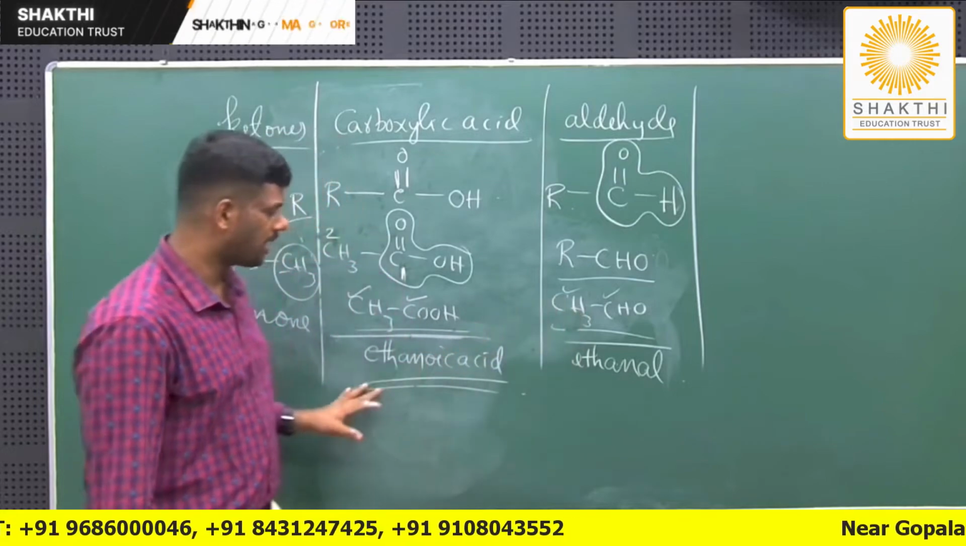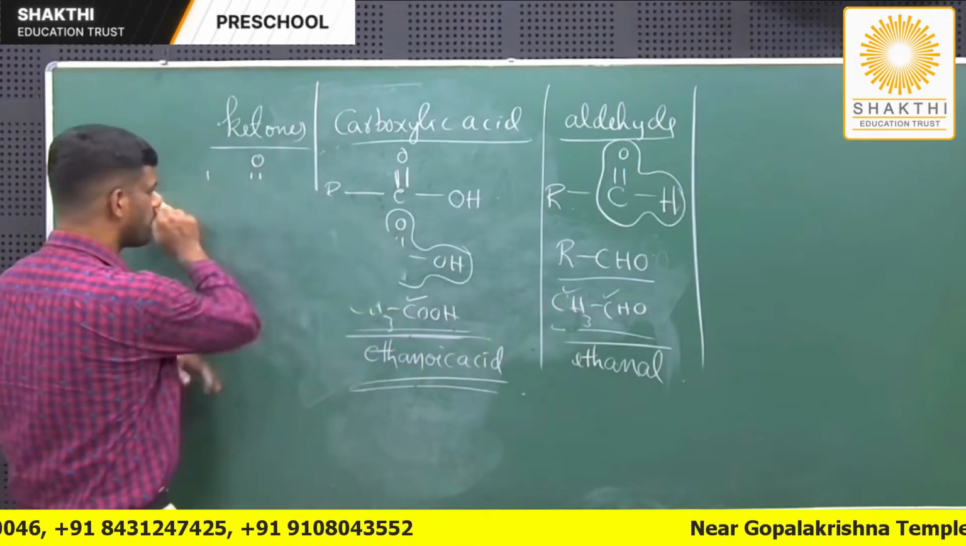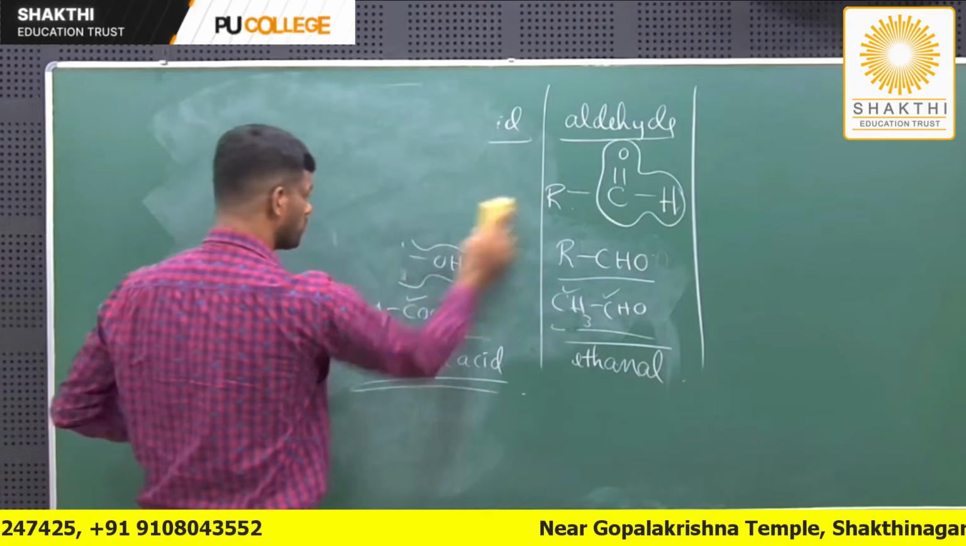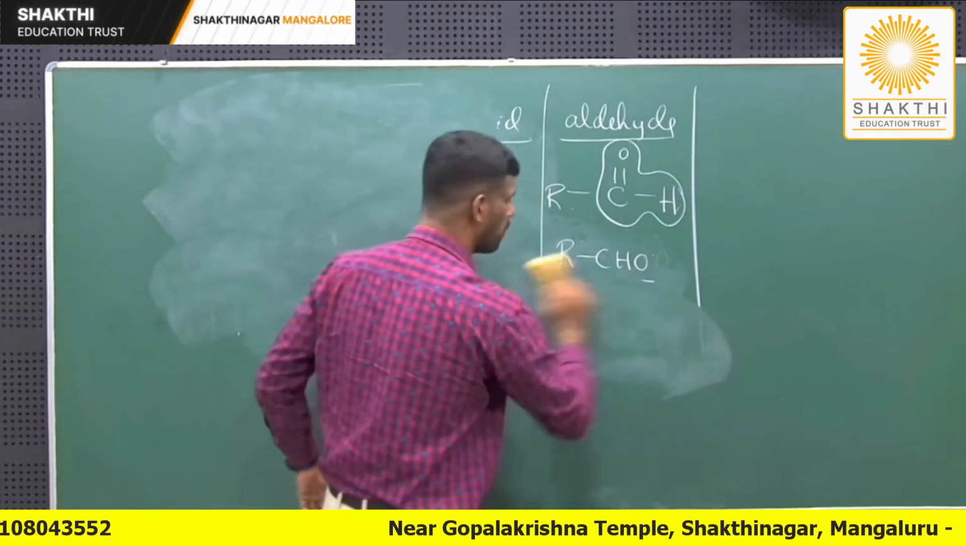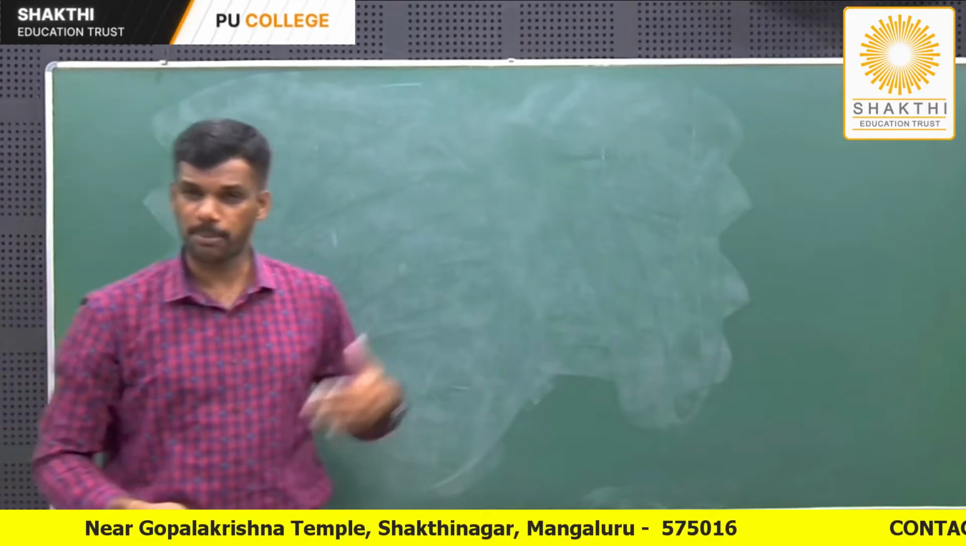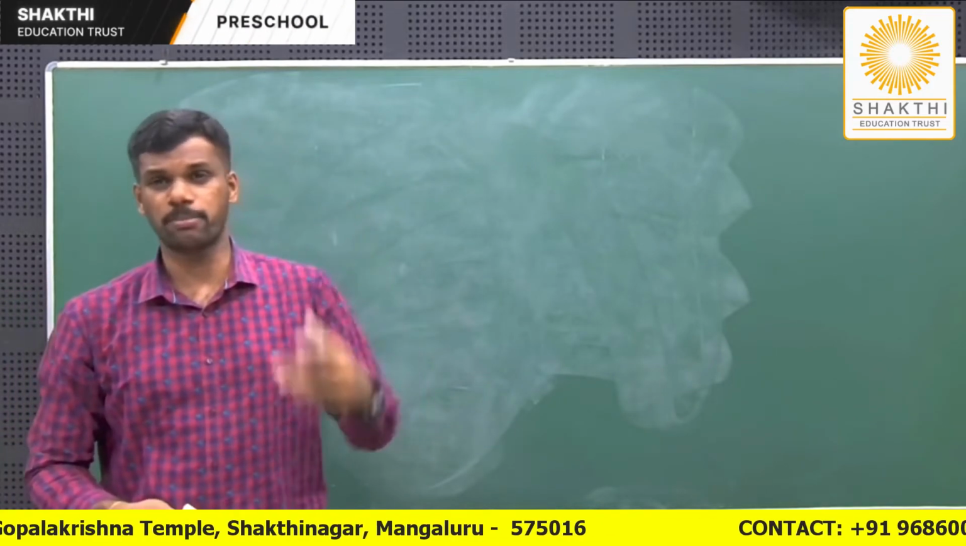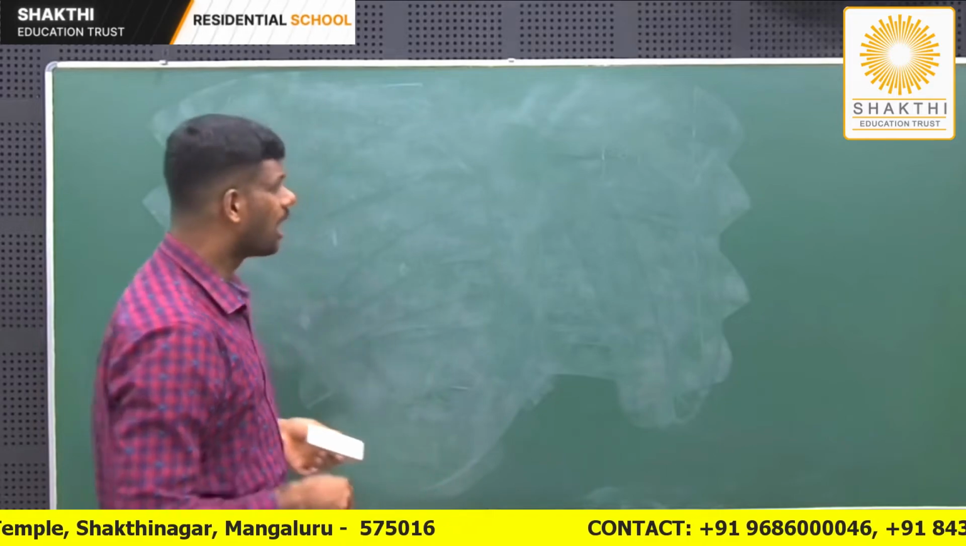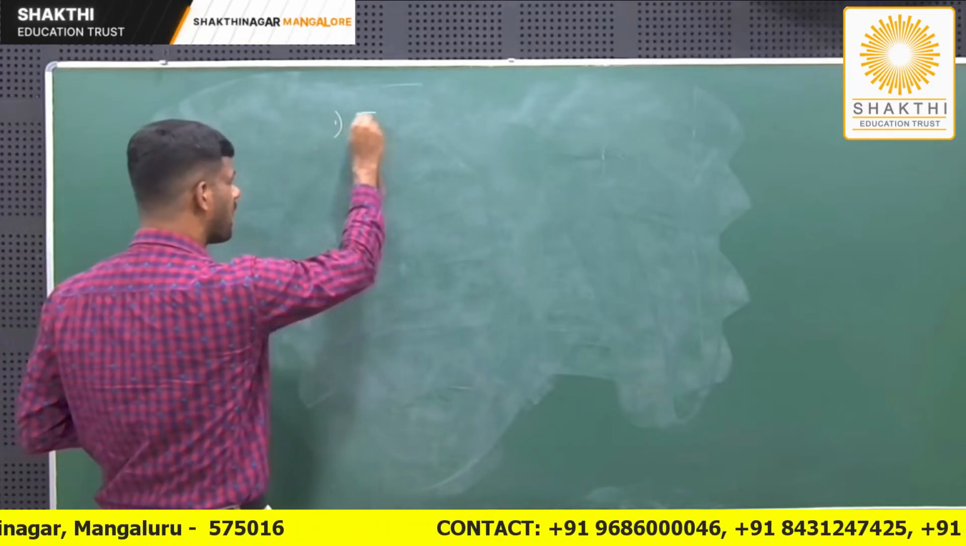Apart from this, you have to study very important questions for the chapter carbon and its compounds. What are those very important questions for carbon and its compounds? The questions that you have to prepare for the carbon and its compounds chapter: I say the very important one is isomerism.